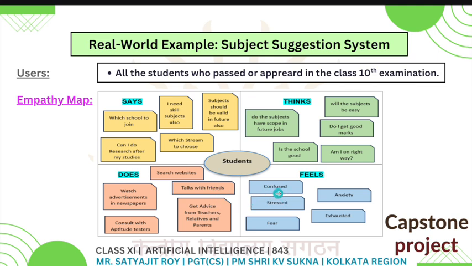And the last one is how they're feeling. They're feeling confused, right? Most of them are confused because their friend is saying something, and the website that they're visiting is saying something else. So they're in a confused state. They're stressed. They have anxiety. They're exhausted. They're in fear, right? So these are the things about the users that we have gathered through this empathy map.